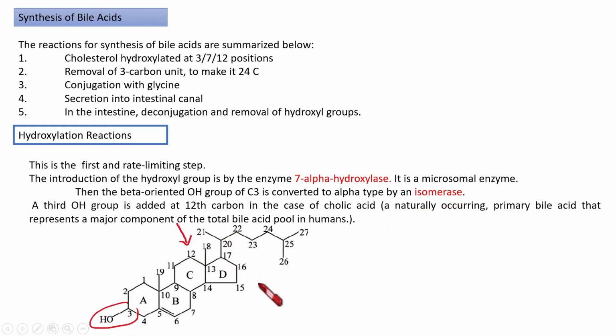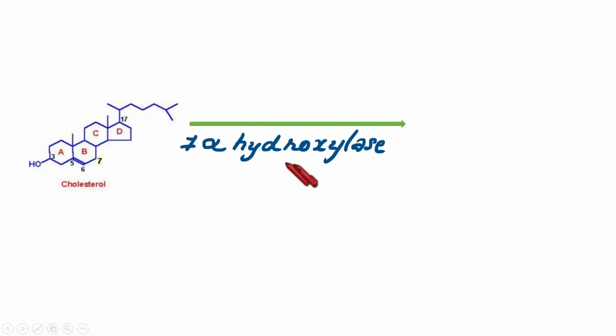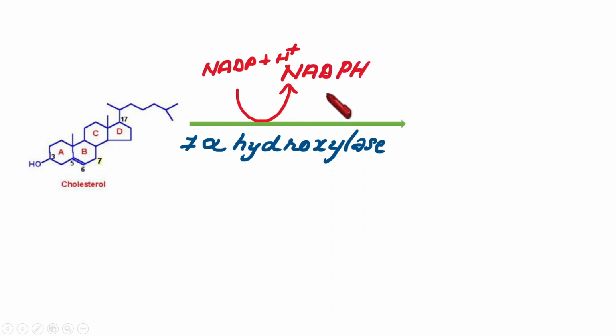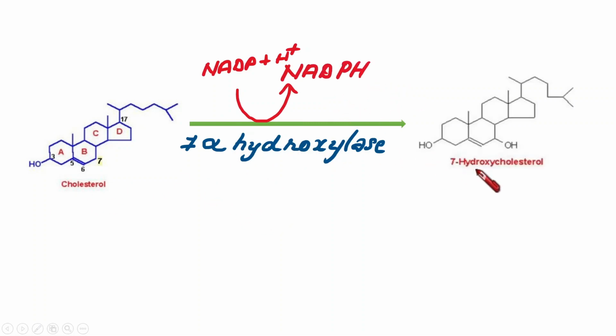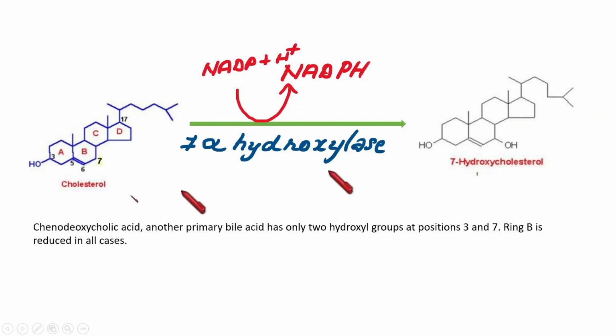Next, we are going to see that hydroxylation reaction happening to cholesterol. This is the cholesterol, and we know that the enzyme acting on this step is 7 alpha hydroxylase. It's a microsomal enzyme. In this step, one molecule of NADP plus H plus is utilized and converted to NADPH. An OH group is added to the seventh carbon, so the compound formed is called 7 hydroxy cholesterol.